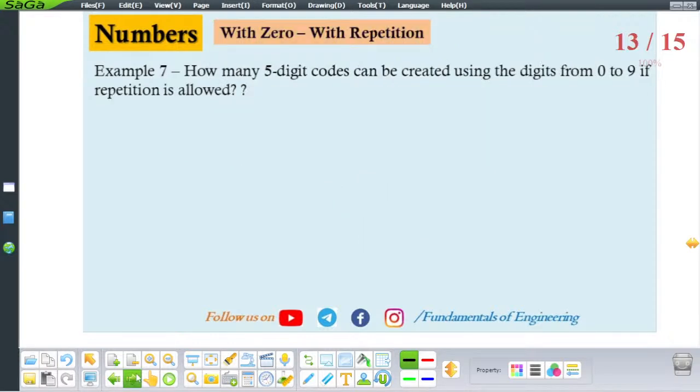Now the next question: numbers with 0 with repetition. So we have to repeat the numbers.